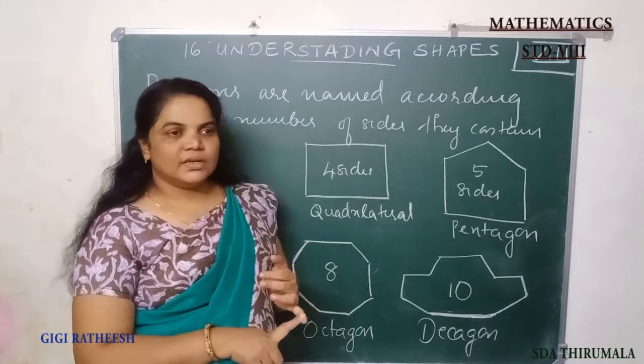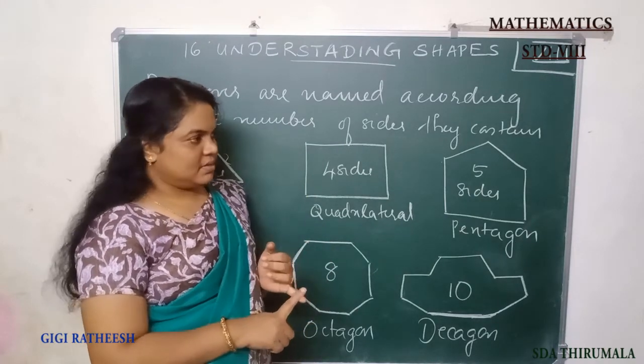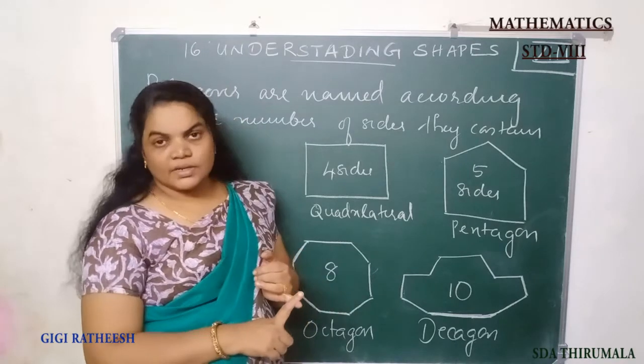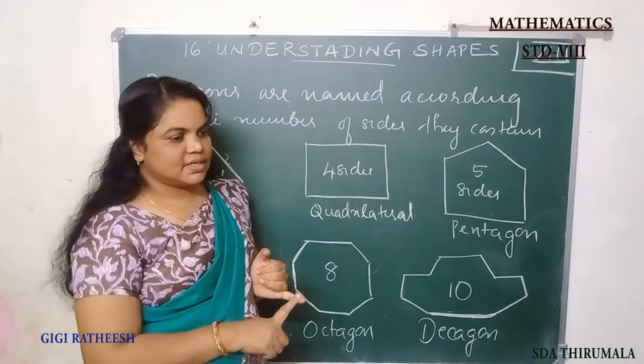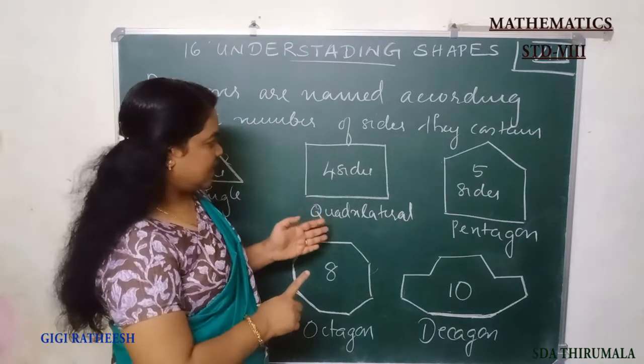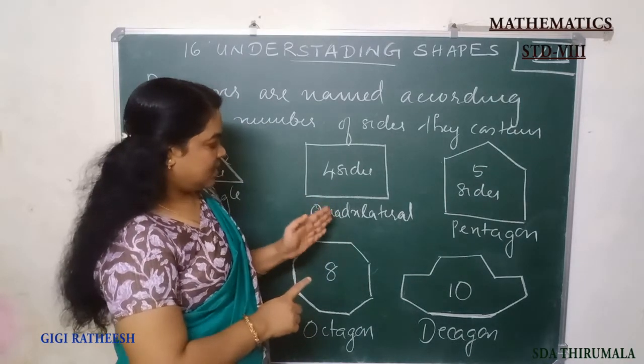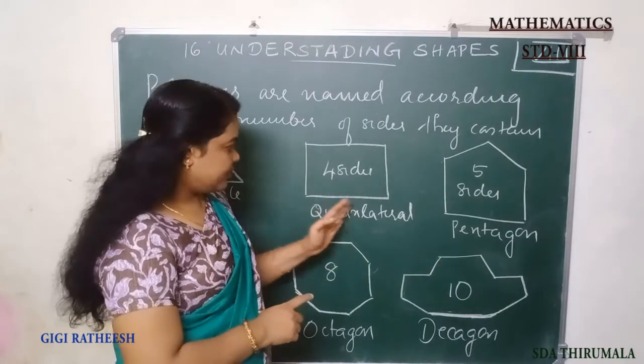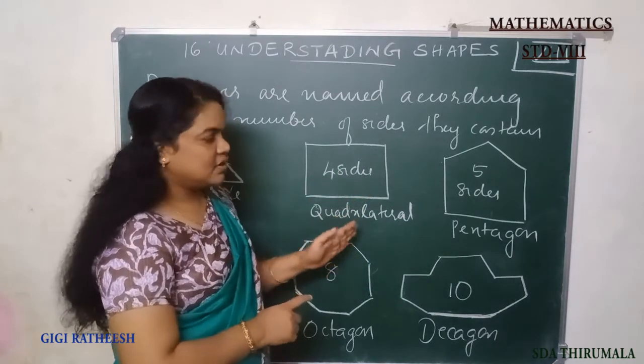We know that there are many types of quadrilaterals, that is squares, rhombus, rectangles, etc. And every four-sided polygon is a quadrilateral. Here there are four sides, and this is called a quadrilateral.